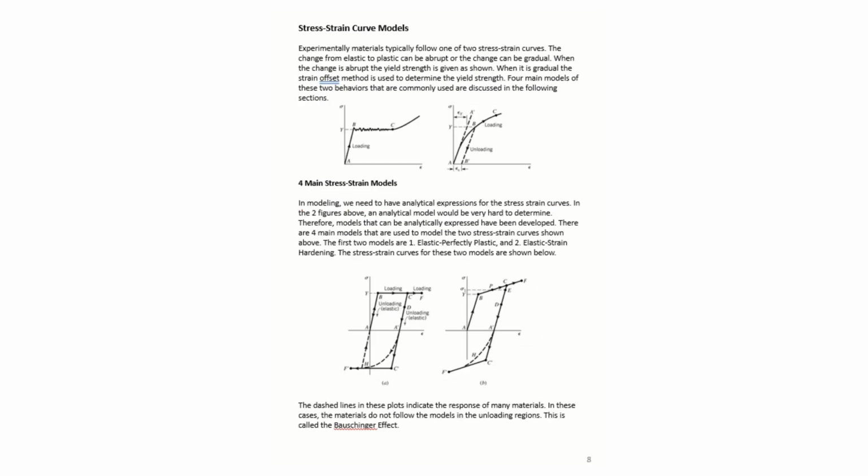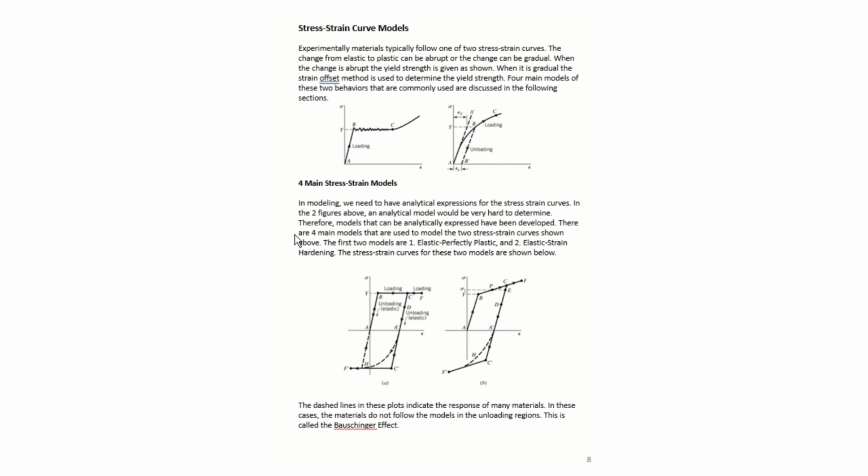If we continue talking about stress-strain curve models, experimentally, materials usually follow either this type of a stress-strain curve or this type of a stress-strain curve. The change from elastic to plastic is essentially the difference between these two models. In the first model, we have a very abrupt change. We're loading up elastic and then we go horizontal plastically, and then we continue to increase. In the other case, we're just gradually nonlinear. When the change is abrupt, the yield strength is usually given by this lower value here. You can see that it's not given by the peak value at point B.